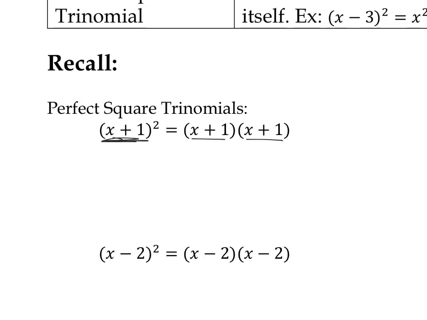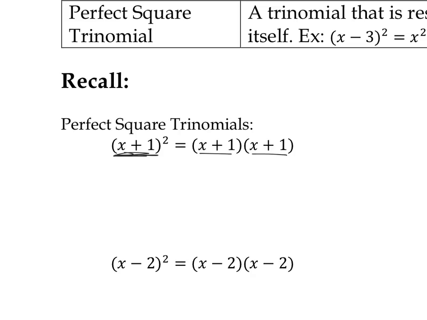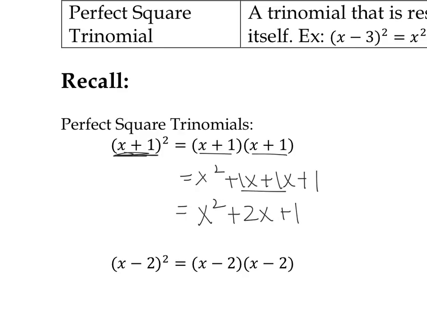So that gets me x squared. If I was to FOIL it, I would have x squared plus 1x plus 1x plus 1. Then I can combine those like terms in the middle, and I've got x squared plus 2x plus 1. Okay, we're going to keep doing this, and we're going to notice a pattern as we keep going.